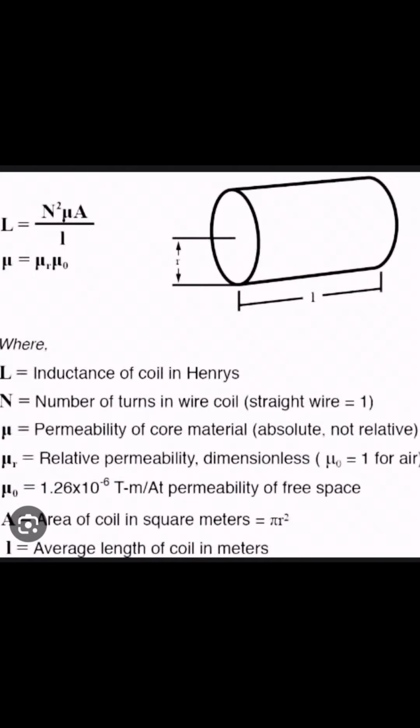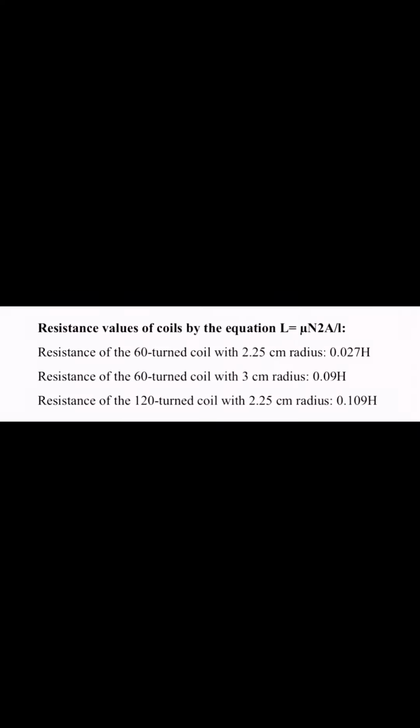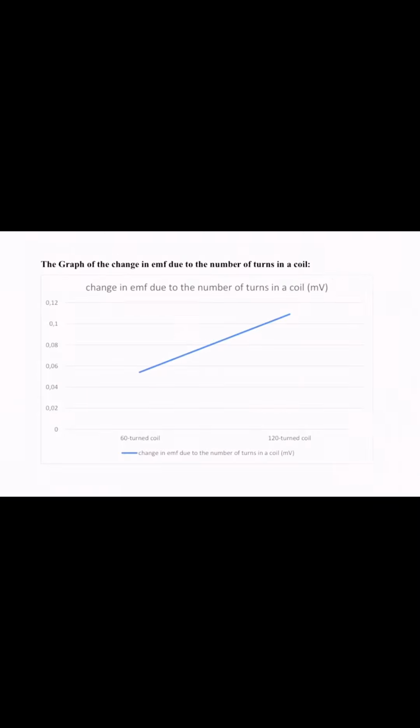After we measured the current values, by the given equation, we are going to calculate the resistance values and then we are going to reach the EMF values by Ohm's law, which is given in the picture. Here are the resistance values we reached and here are the EMF values we reached.